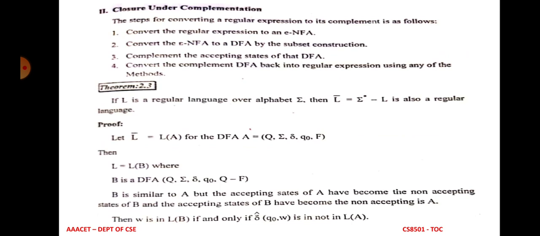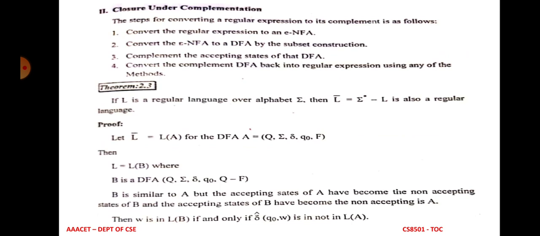So, some of the steps in converting a regular expression to its complement. The first step is to convert the given regular expression into an NFA, not epsilon-NFA, a plain NFA. After that, the NFA is converted into a DFA using the subset construction method, the method we saw in the first unit. The third step is to perform complementation on the accepting states of that DFA. Accepting state is nothing but the final state. So these are the steps used to convert a regular expression into its complement.